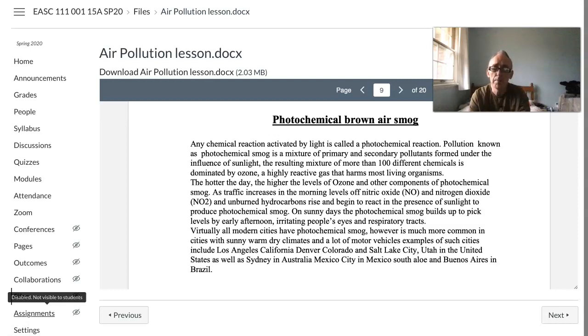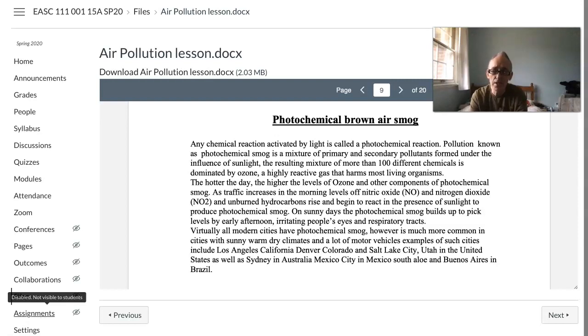It comes from basically traffic. As traffic increases in the morning during rush hour, levels of nitric oxide, nitrogen dioxide and nitrous oxide and unburnt hydrocarbons rise and begin to react in the presence of sunlight, and what they produce is this photochemical smog.